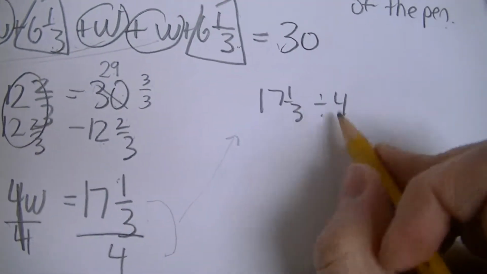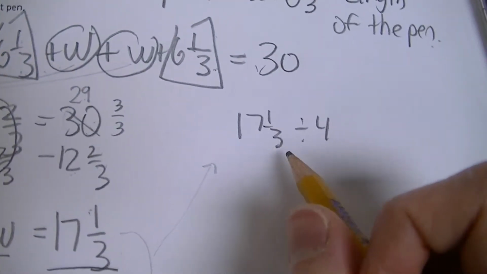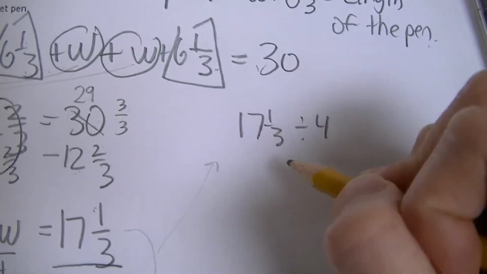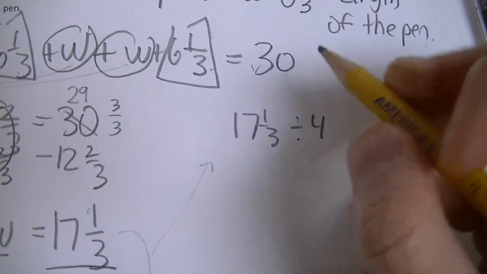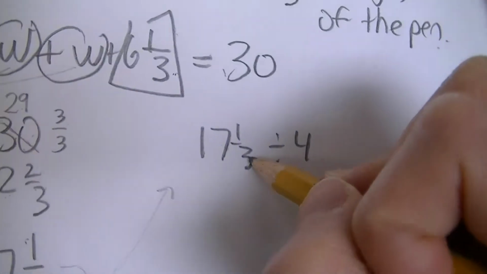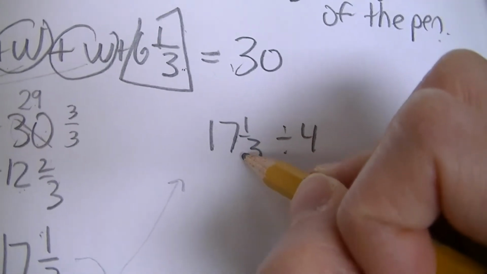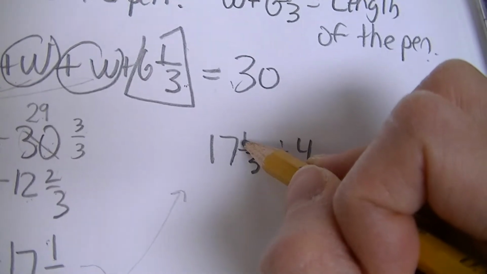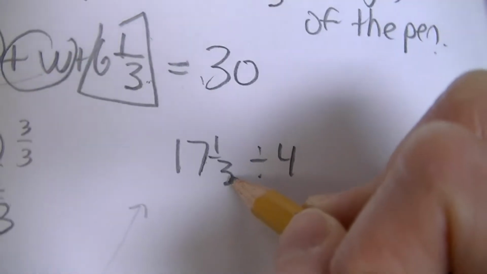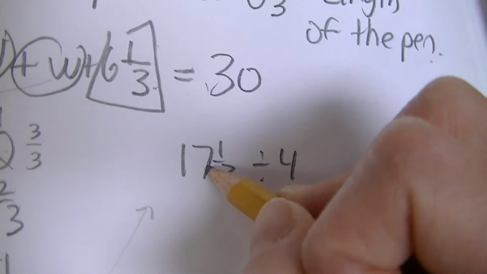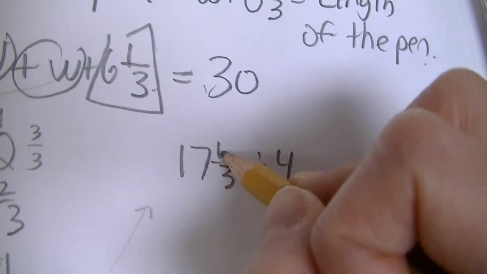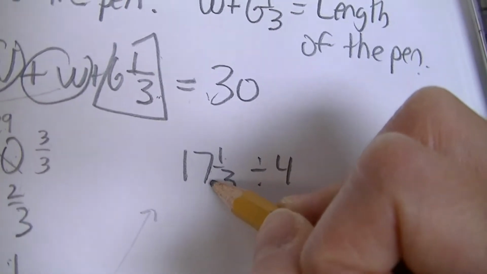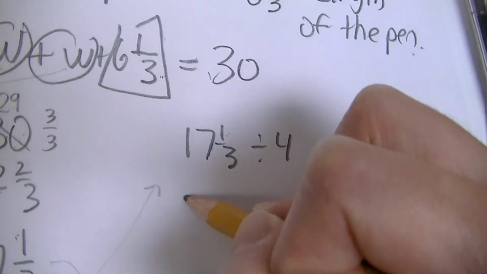Okay, so I wrote it like that, like you've probably seen before. And you've probably heard of that statement called keep, change, flip when you're dividing. However, I can't really do that with a mixed number. That makes it more complex for me. So I'm going to turn that mixed number into an improper fraction. And to do that, I would need to go 3 times 17 plus 1. 3 times 17 is 51, plus 1 is 52.